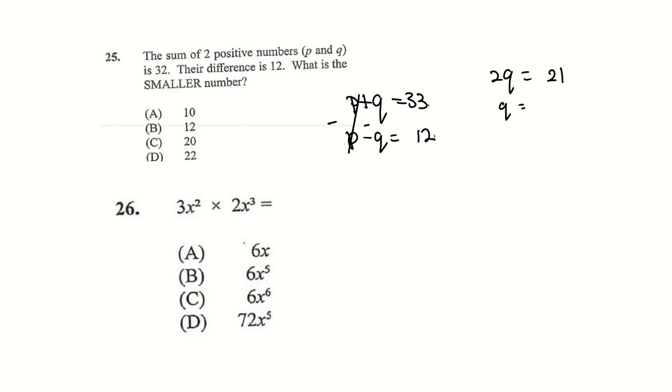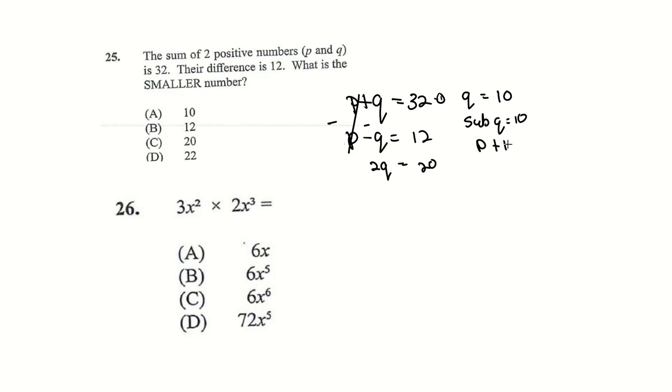Okay, this is supposed to be 32. I made a mistake. 32, and this is 12. You subtract, so I have 2Q is equal to 32 minus 12, which is 20. So Q is equal to 10. And then you substitute Q equals 10 into whichever equation you want. I'm going to put it into equation 1.